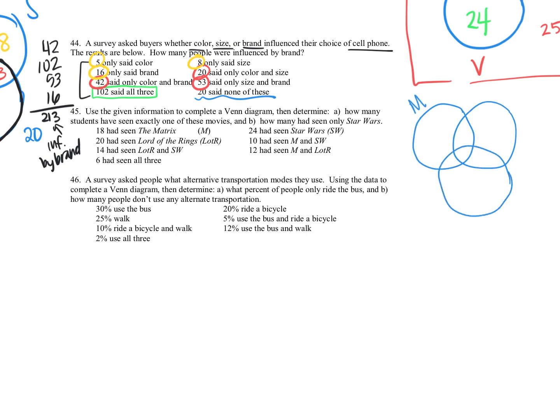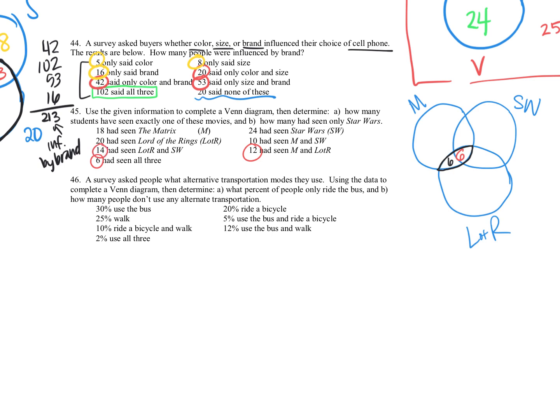So this will be the Matrix, this will be the Star Wars, and this will be the Lord of the Rings. And again, I want to start with the intersection pieces. So it says that 6 people have seen all 3. So I'm going to write a 6 right in the middle. Then it says that 12 have seen the Matrix and Lord of the Rings. So notice it does not say the word only. So that's telling me that when I'm looking at Matrix and Lord of the Rings, that intersection, that total has to be 12. So that's going to make me put a 6 right inside of there, because 6 plus 6 makes that 12.